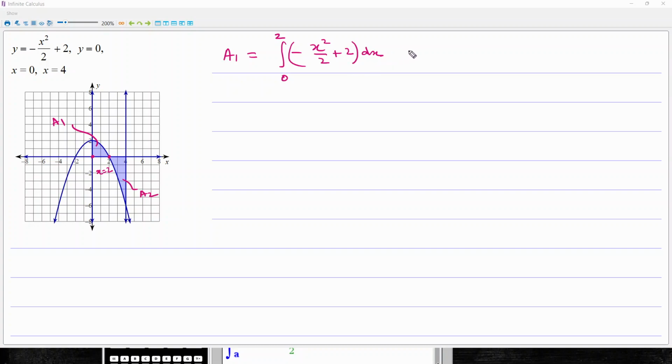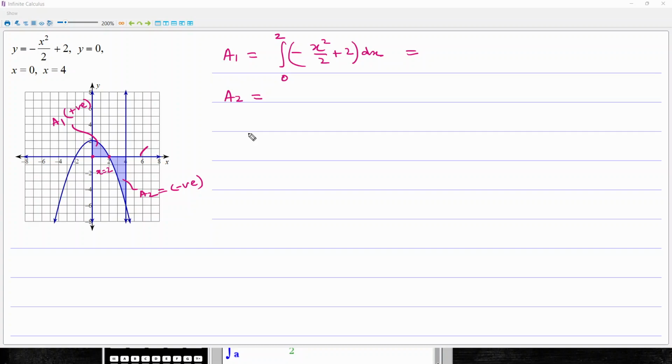So that will give us the area A1. Similarly, we can find the area A2. This time, that will be our line and the parabola. So the equation of the line will be, and this area will come out to be a negative area. So this will be a negative value, and area A1 will be a positive value.